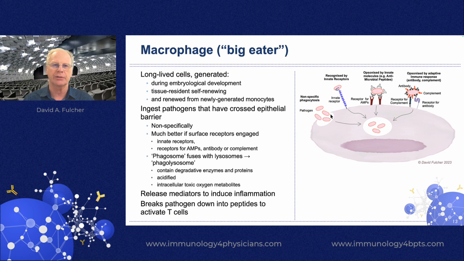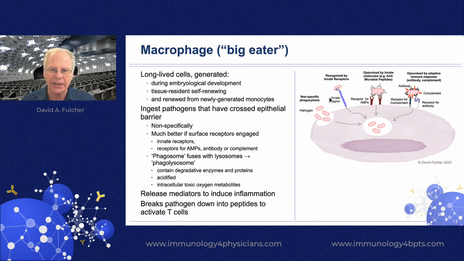In other words, they just munch away at whatever happens to be in the environment in which they find themselves, and if they don't like it, they spit it out. If they do like it, they break it down. But that's pretty inefficient, and so we have ways of making that ingestion far more efficient. So if these surface receptors, for example, on a macrophage are engaged, they will specifically phagocytose whatever happens to be binding to these receptors.